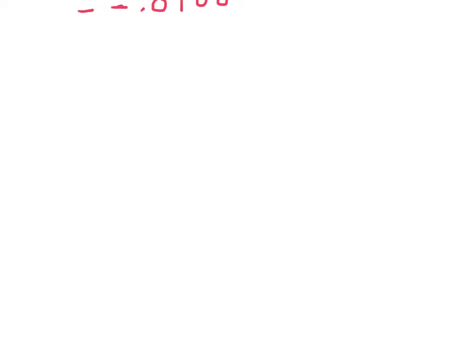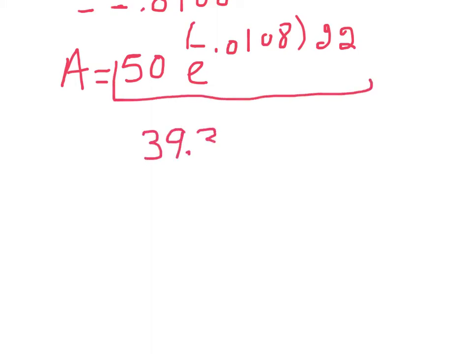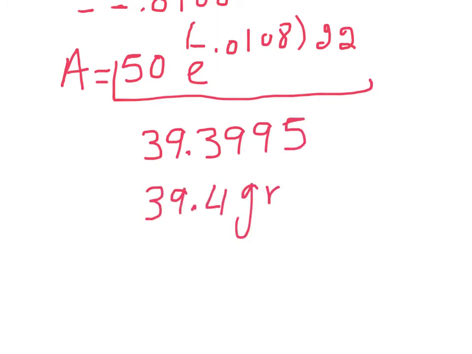Next, we're going to try to answer the question. The question was, what will it be if you start with 50 grams and you want to use the same rate, 0.0108, and the time we're going to wait is 22 hours. And so if you multiply all of these together, I got 39.3995. If you simply gave me 39.4 grams, that's good enough.